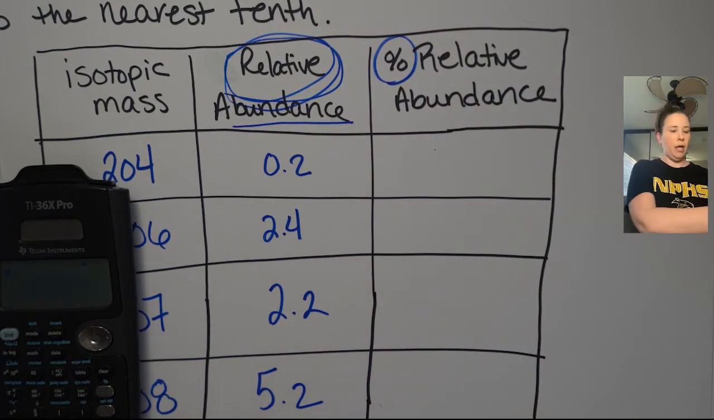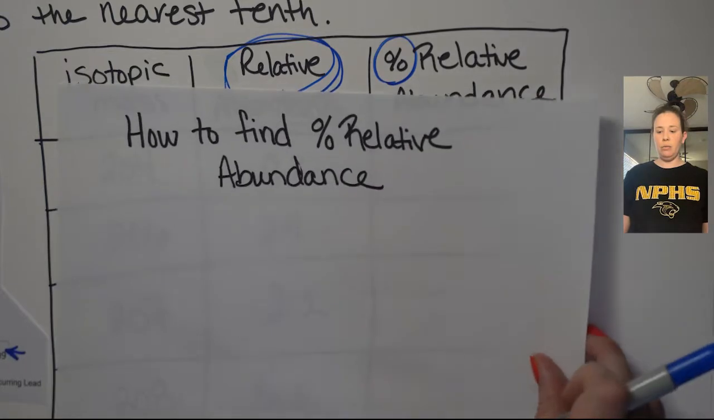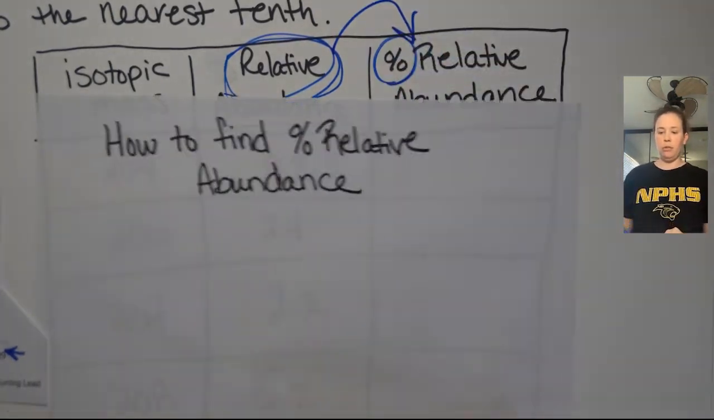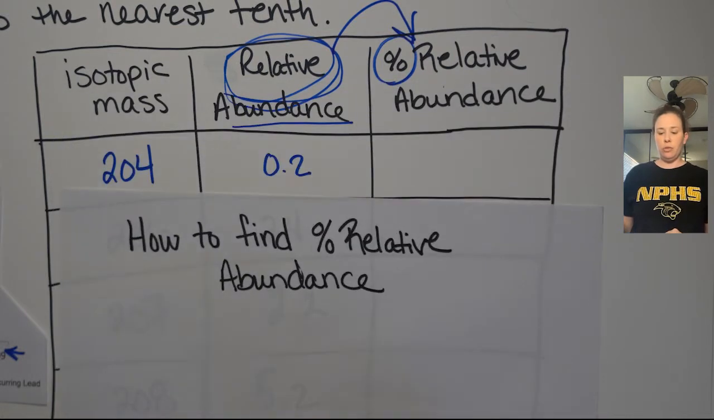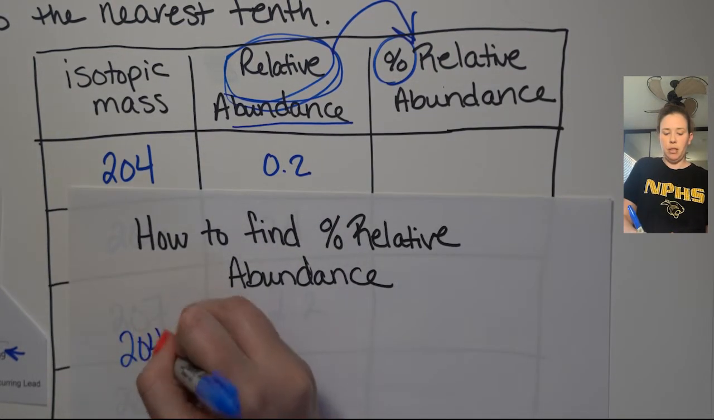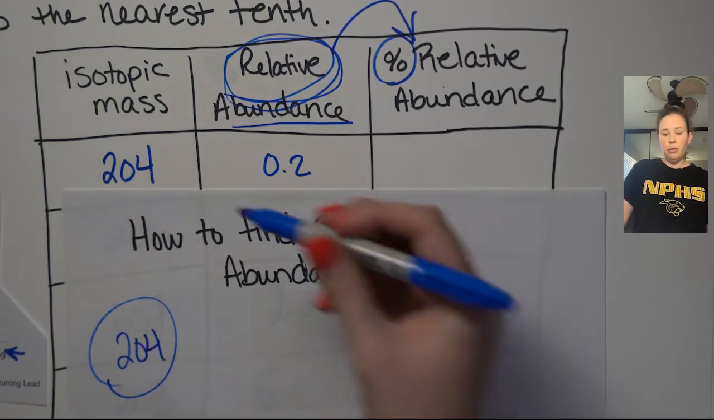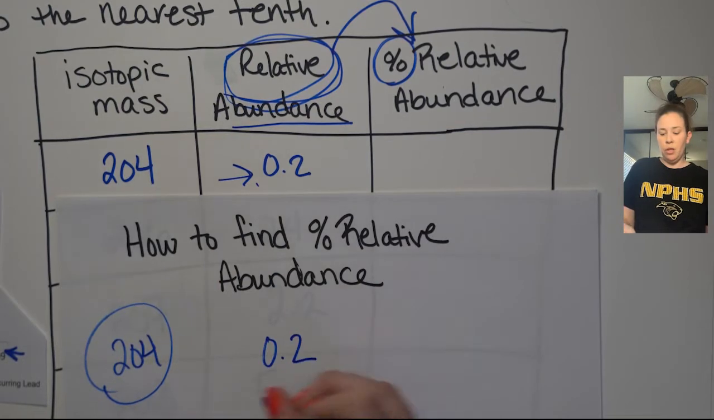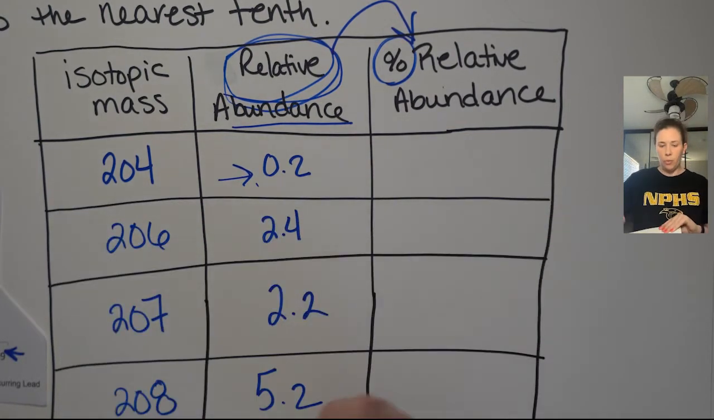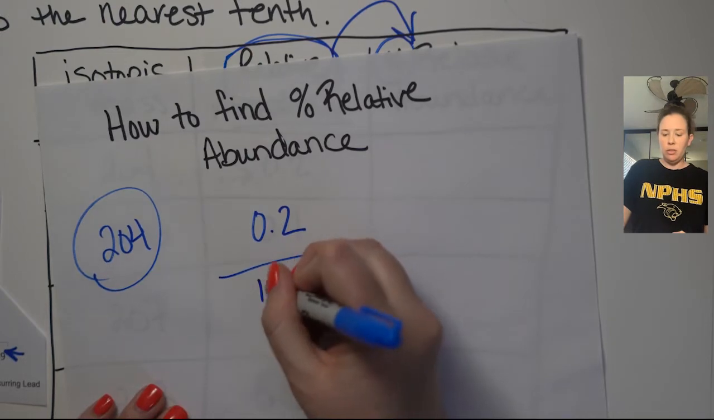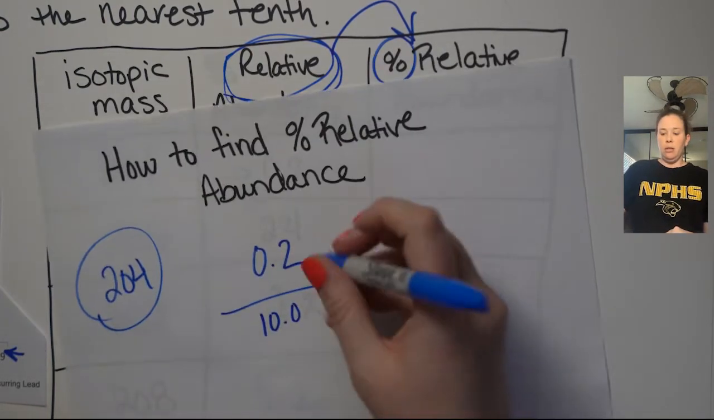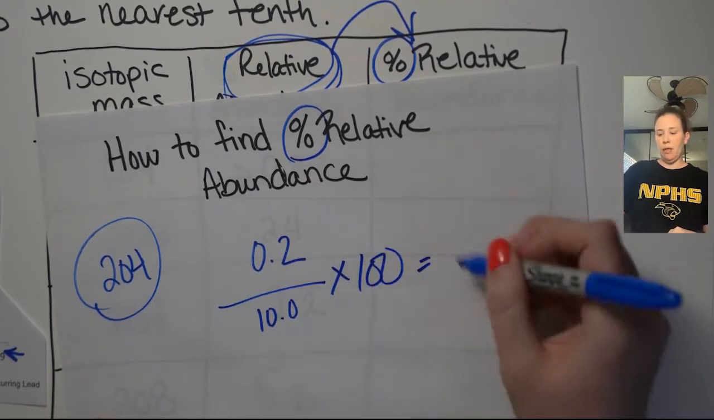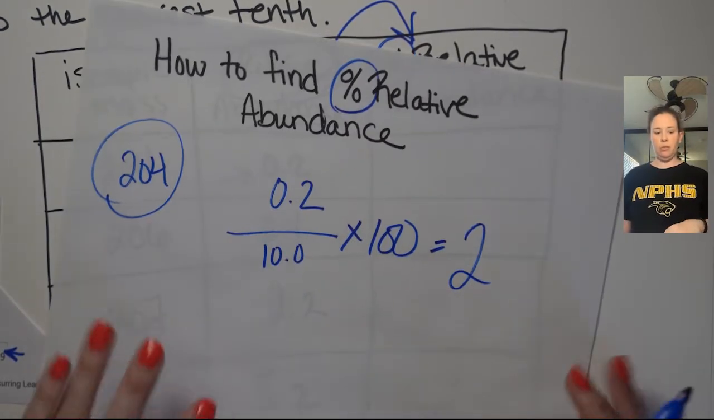So now I want to go over how to find the percent relative abundance, how to go from the second column to the third column here. So let's do the first one for the 204 mass. We're going to take the part that we know is 204, which is 0.2, and we're going to divide it by the total mass that we came up with, which is 10. It is a percentage, so of course you're going to multiply it by 100, and that will give us a percent relative abundance of 2.